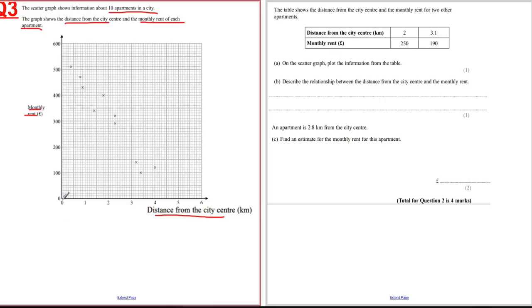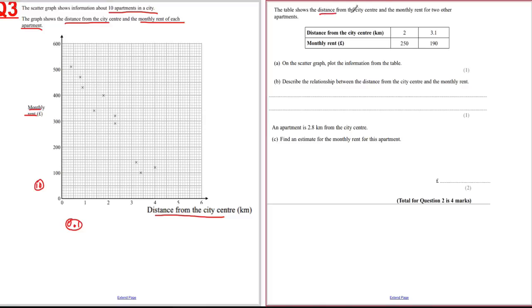Let's check the scale. There are 10 squares and it's going up in 100. So each little square must be worth 10 along there. And there are 10 squares here, and each big square is worth 1. So each one must be worth 0.1, because 0.1, 0.2, 0.3, 0.4, 0.5, etc. Okay? So it's important we have thought about that.